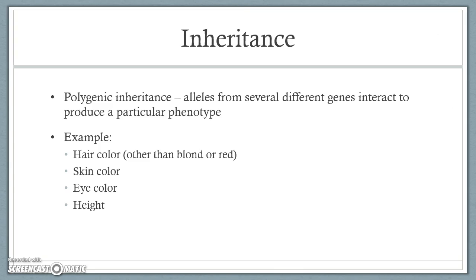Polygenic inheritance is a little more complicated. This is when several genes interact to produce a particular phenotype. Examples of this include hair colors other than blonde or red, skin and eye color, and height. Usually these traits cannot be predicted using a Punnett square.